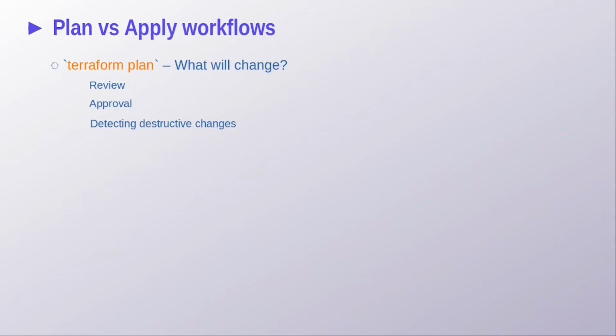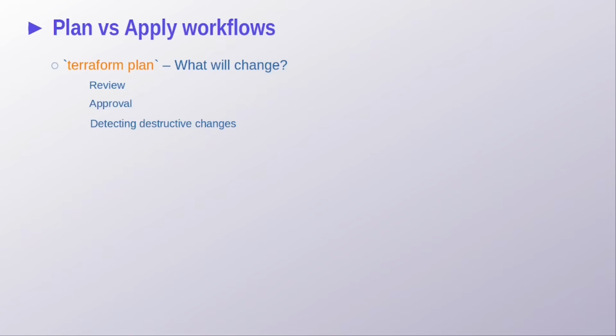Terraform plan. What will change? When you run terraform plan, Terraform does three things. First, it reads your Terraform code and state. Next, it reads the AWS current state. Next, it compares them. Then Terraform shows you what will be created, what will be updated, and what will be deleted.